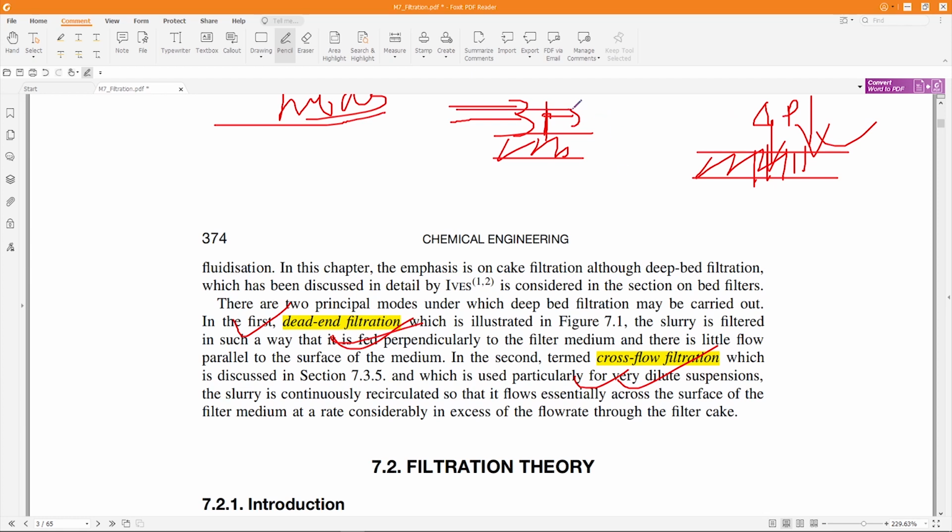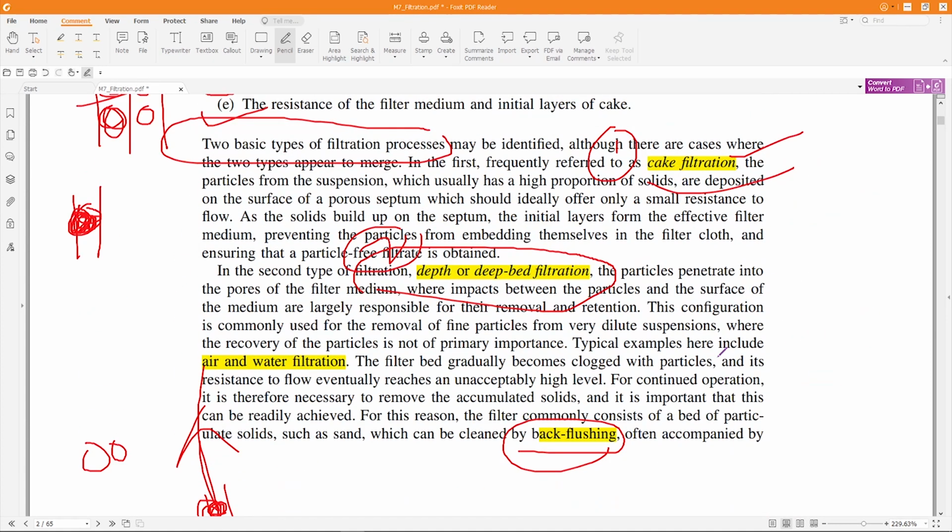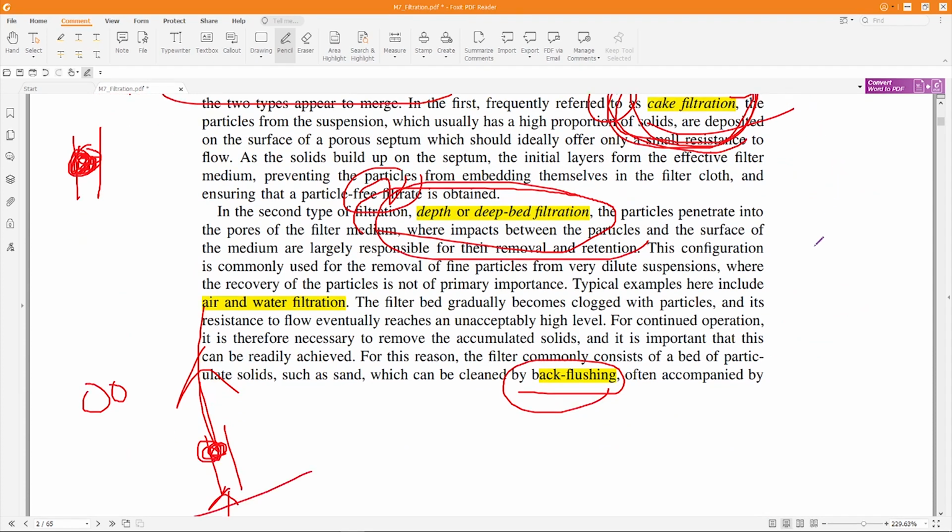So the fluid is flowing across the filter medium, not through the filter medium. If it flows across the filter medium, then it is cross flow filtration. Okay. In this chapter, we'll mainly discuss cake filtration, not depth or deep bed filtration. So we'll mainly focus on cake filtration.